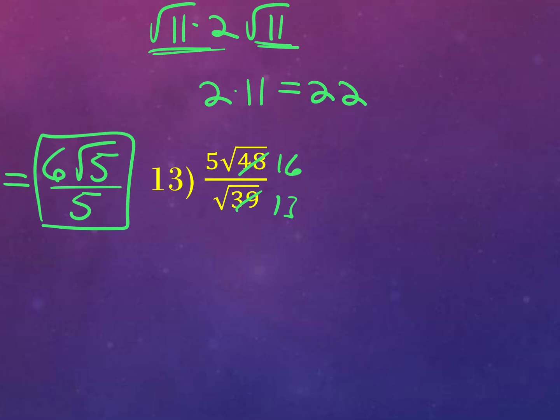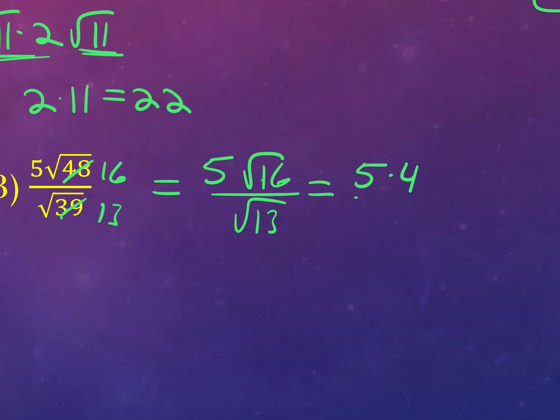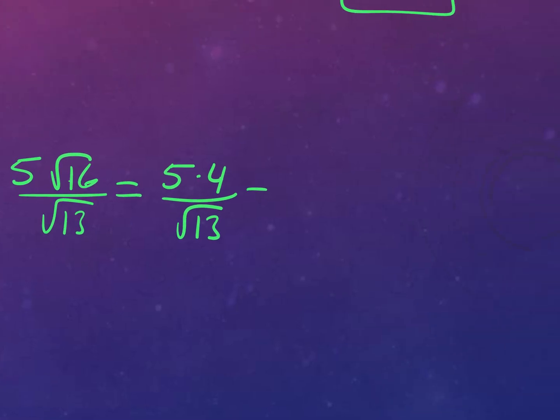So 48 and 39 share a factor of 3. And you're allowed to do that, right? So this is the same as 5 square root of 16 over the square root of 13. Can we simplify any of those anymore? Yeah, good. 16 is the same as 4. So this is 5 times 4 over square root of 13, which gets us what? 20 over square root of 13.